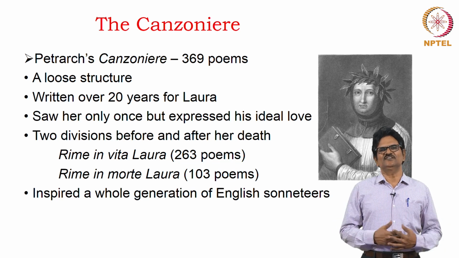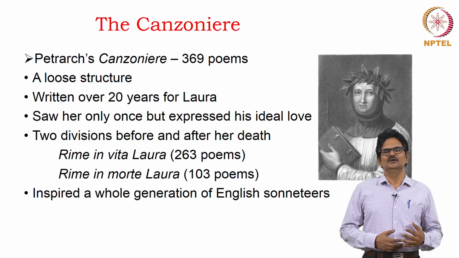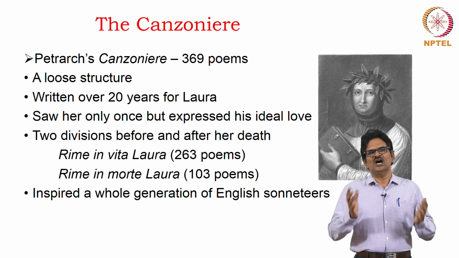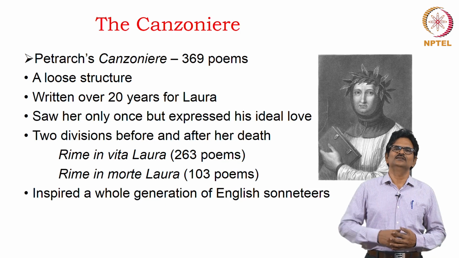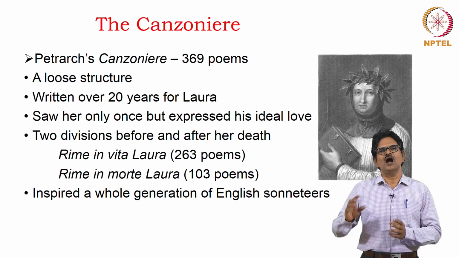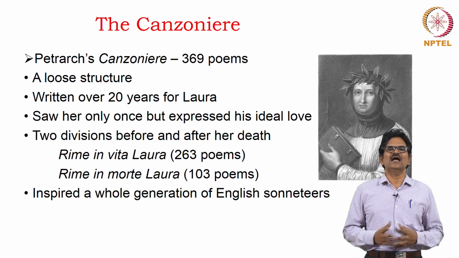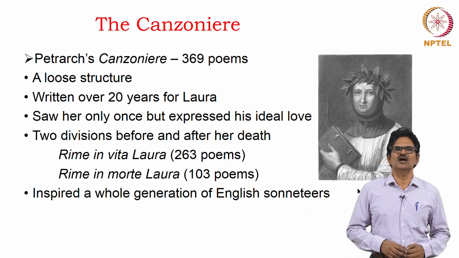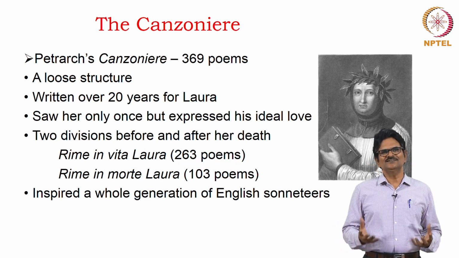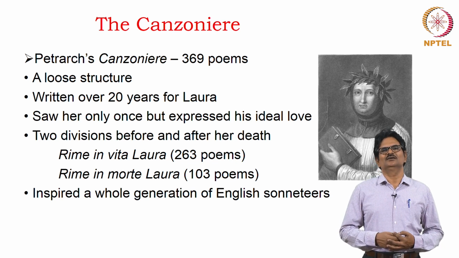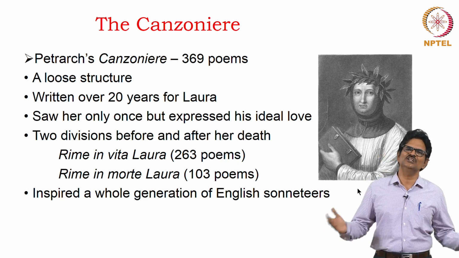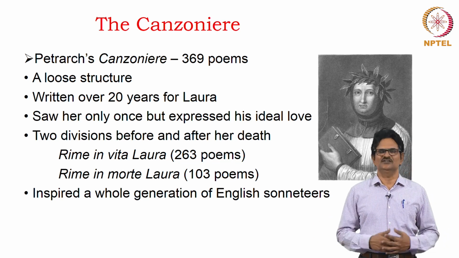There were two divisions in this book. One contained poems about Laura before her death. The second part had poems which dealt with Laura after her death. So, we have two titles, Rime in Vita Laura and Rime in Morte Laura. This particular sonnet sequence compiled by Petrarch inspired a whole generation of English sonneteers.